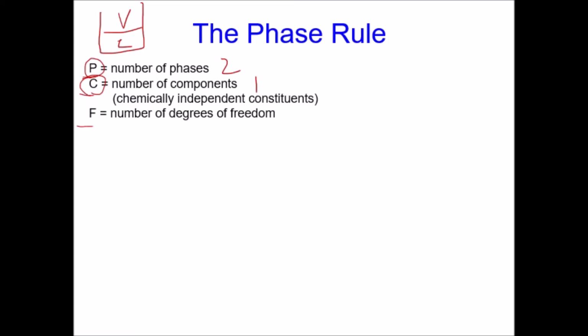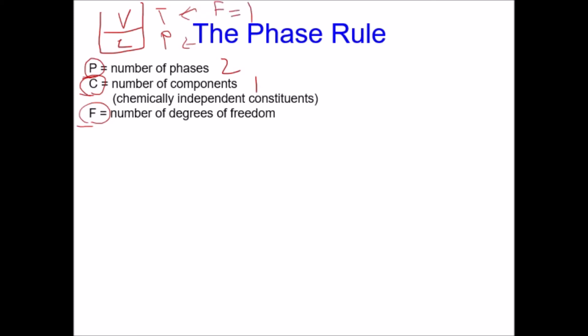But what is the number of degrees of freedom? What parameters can we change? We may change temperature, we may change pressure, but in chapter 4 we learned that when two phases are in equilibrium, temperature and pressure are related by the Clausius-Clapeyron equation. That means we can only change one of them. If we change temperature, the vapor pressure will follow the equation. So there is only 1 degree of freedom. So F equals 1 in this case.